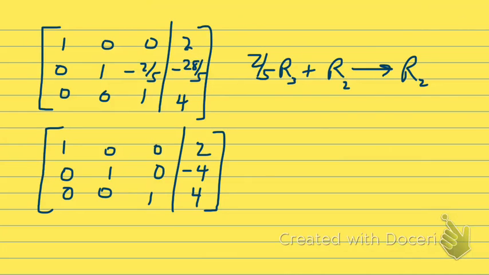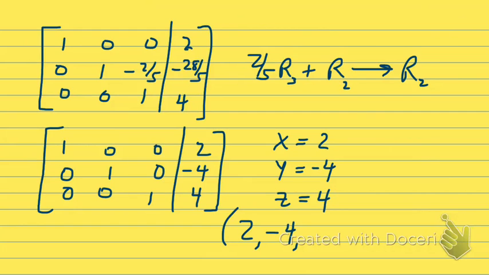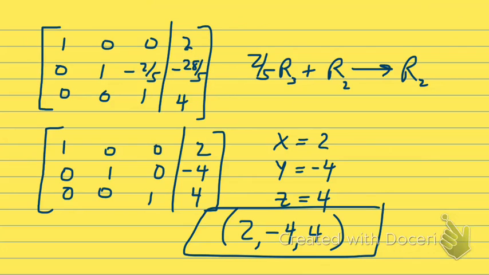Now we have row reduced echelon form. We can see that x is 2, y is -4, and z is 4. Written as an ordered triplet in order, (2, -4, 4) is the solution to that system using Gauss-Jordan elimination.